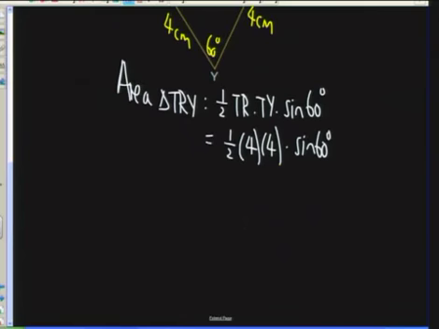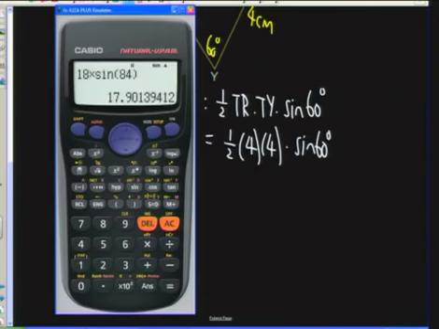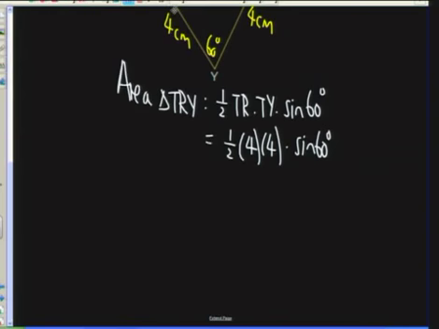And let's see what our calculator gives us. 4 times 4 is 16, half of 16 is 8, times sine of 60. And that gives us 4 root 3, which is 6,93. 6,93. And that was also centimeters, so we're going to have squared centimeters.